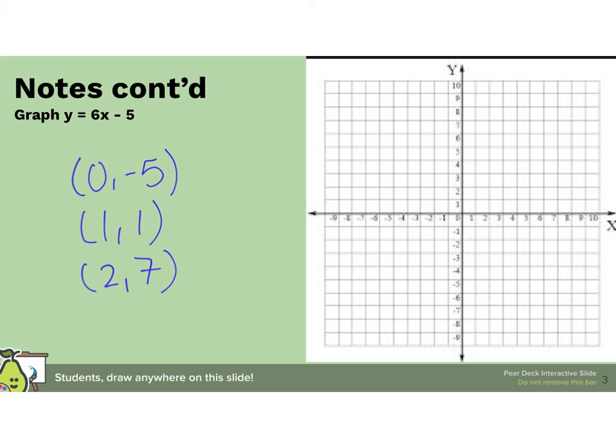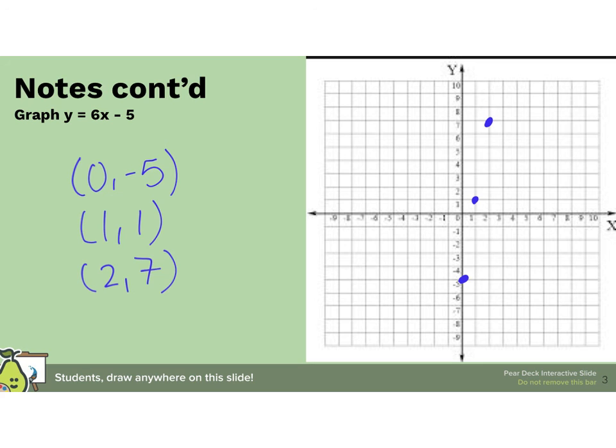So now we just graph these. We always start at the origin. Since my x is 0, I stay there, and then for negative 5, I go down to negative 5. So that's the first point. Then I have 1, 1. Start at the origin. I go 1 to the right and 1 up. Put a point. And then 2, 7. Start at the origin. Go 2 to the right and then up 7.